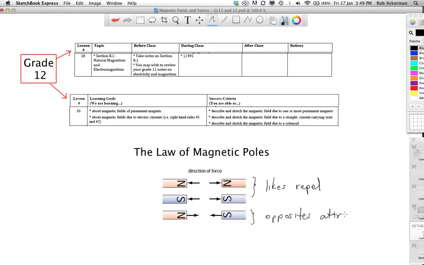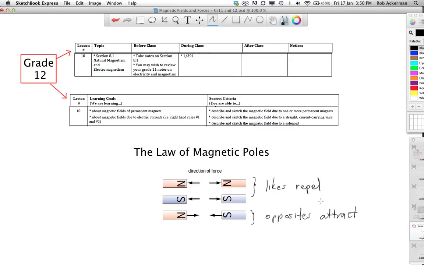Now, there are some other things you should know about magnetic poles that are a little bit different than electric charges, and one of the most obvious is that you never have just a single magnetic pole. In other words, there's no magnetic monopoles. There are only magnetic dipoles, which means you can only have a north along with a south.